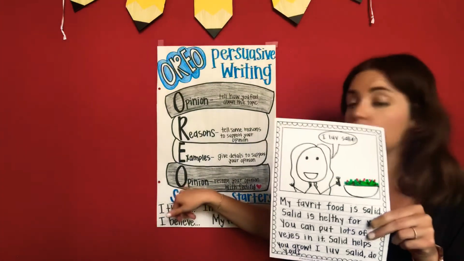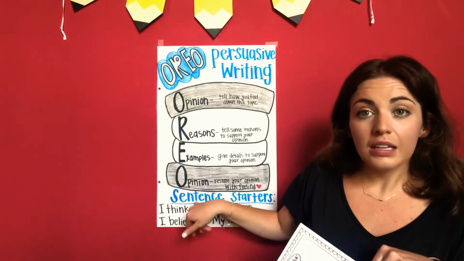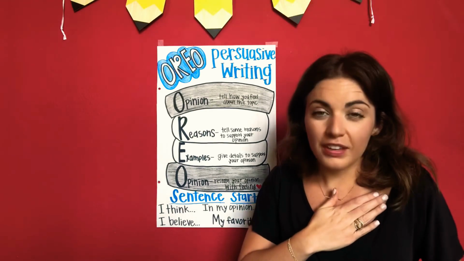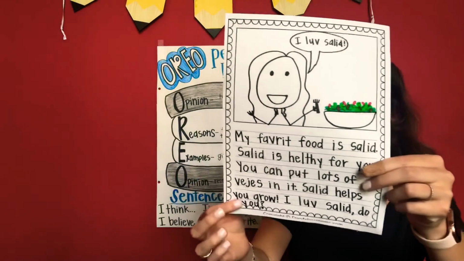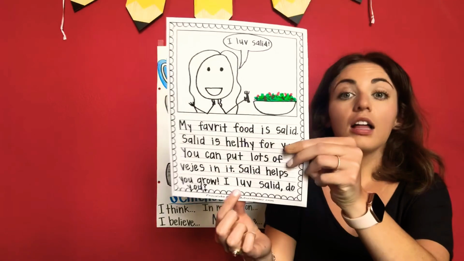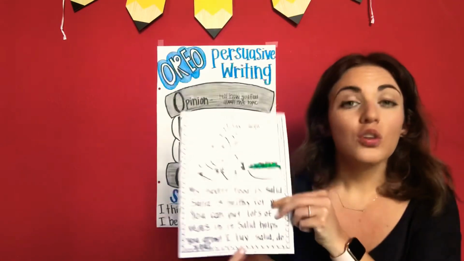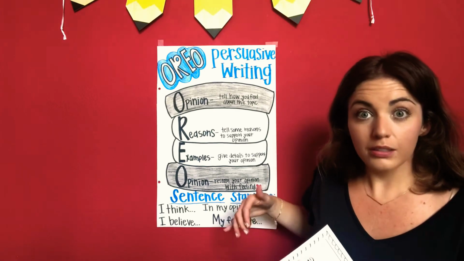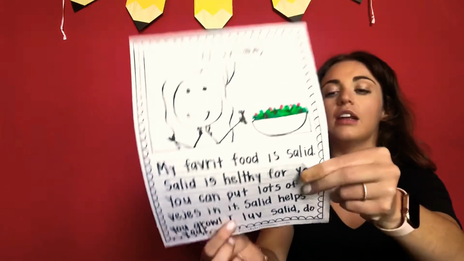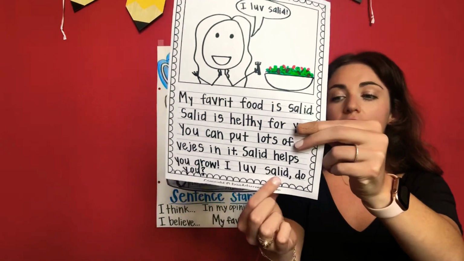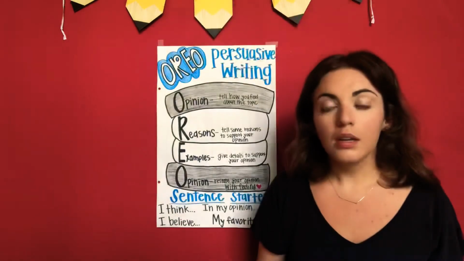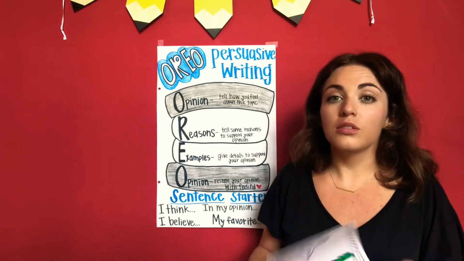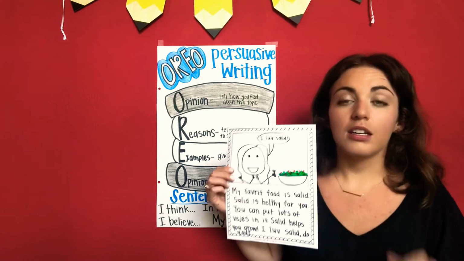Then at the end, you tell me your opinion again, but you tell it with what? With feeling. Very good. So then at the end, Miss Lorman said, I love salad. So that word love is letting you know how I feel, right? Right. So I said, I love salad. Do you? Because I'm asking, because remember, I'm trying to persuade someone else to also like salad as their favorite food.